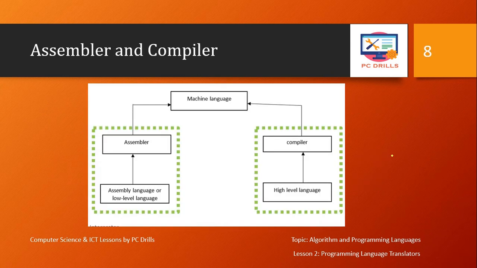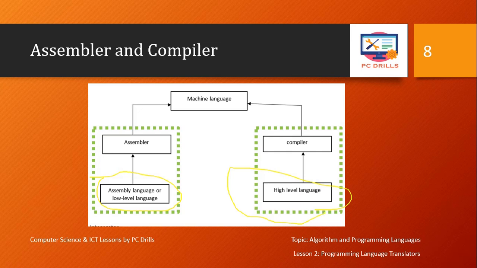Next we have the assembler and a compiler. The difference between both of them, I've separated them with this square. When you write your code in the assembly language, like on the left, you use an assembler to translate the code into machine language readable code.